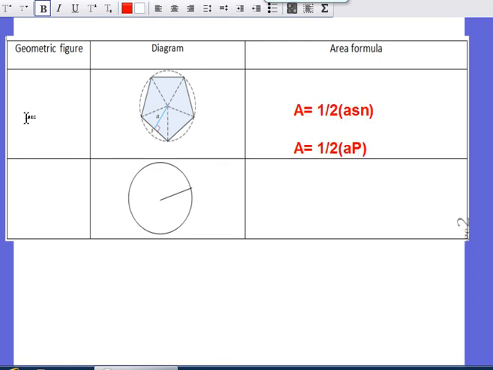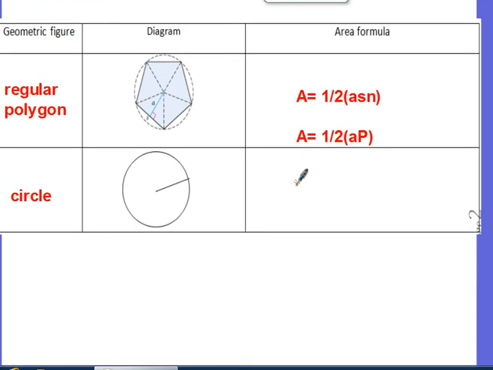And that's for the geometric figure of regular polygon. Go ahead and write that, please. Then we have a circle. You guys should all know what the circle is. It's pi r squared.